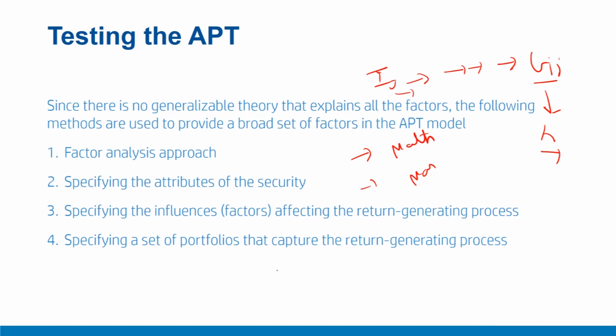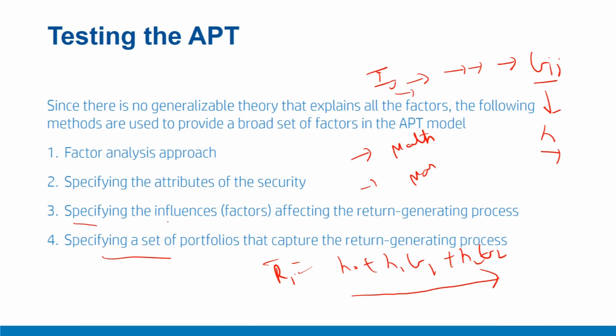that go into the APT model, which is Ri bar equal to lambda naught plus lambda 1 times B1 plus lambda 2 times B2 and so on, which leads to identification of the complete APT model. There are certain approaches like the factor analysis approach, specifying the attributes of security, specifying the influences, or specifying a set of portfolios that are often employed to test the APT. These tests are essentially not only a test of APT but sort of a joint test of APT along with the factors that are employed in the model or return generating process.